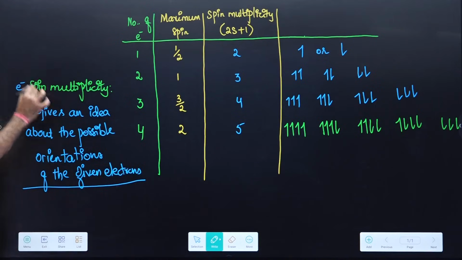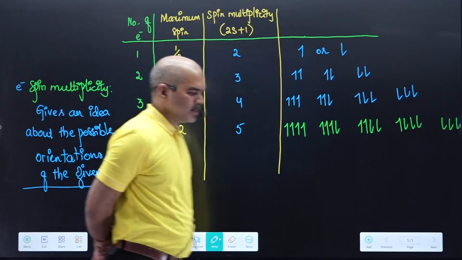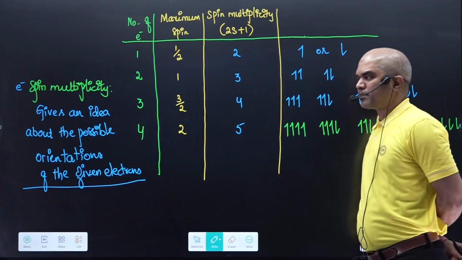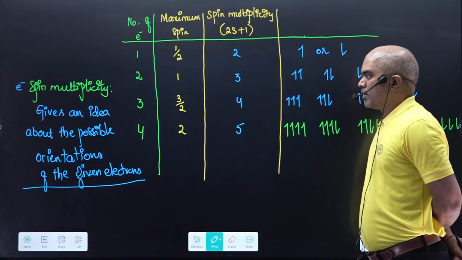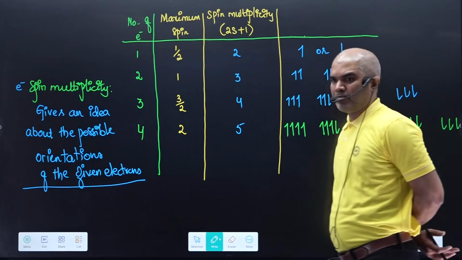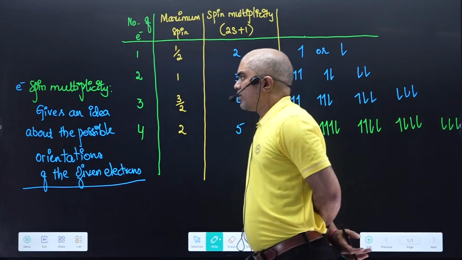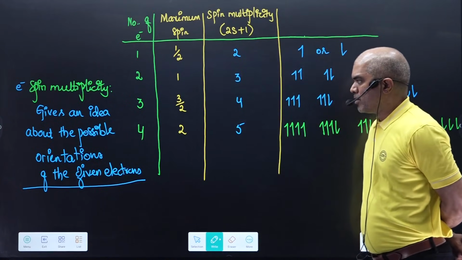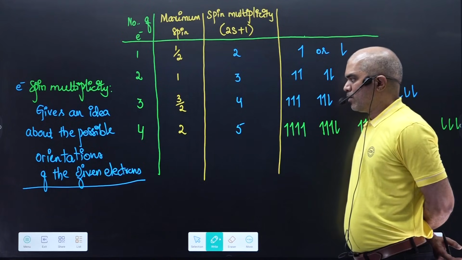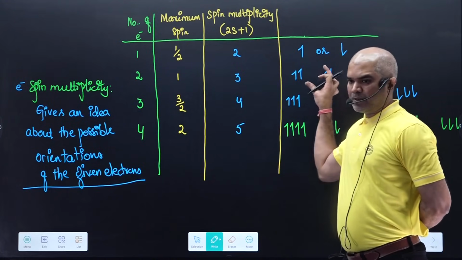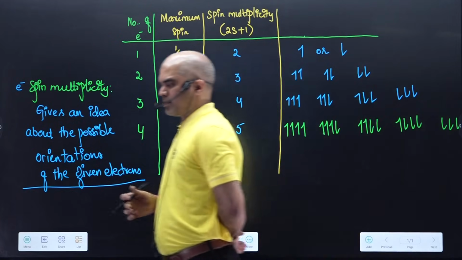Electron spin multiplicity, to be specific, because there could be nuclear spin multiplicity also. That is also similar, 2I plus 1. If there are n number of nuclei, then 2nI plus 1. In your NMR it will come 2nI plus 1. Electron spin multiplicity gives an idea about the possible orientations of the given electrons. This is what we have done.